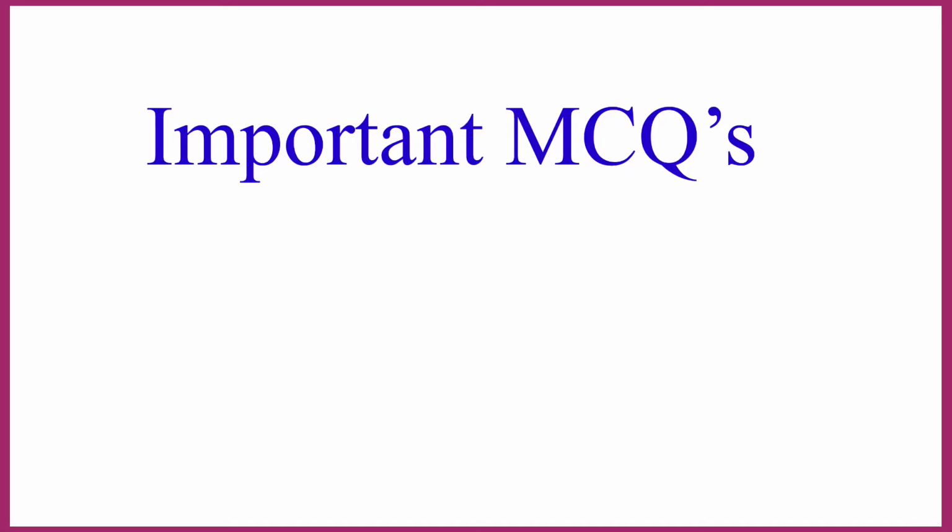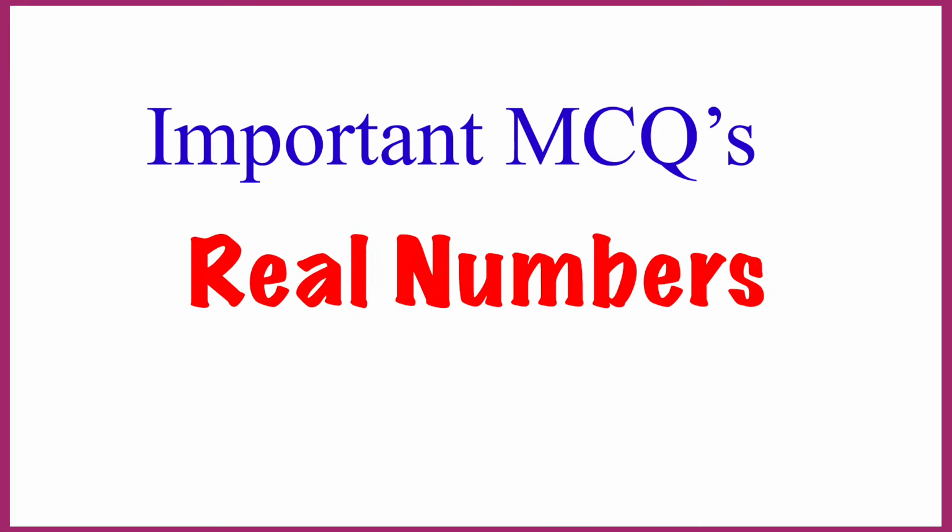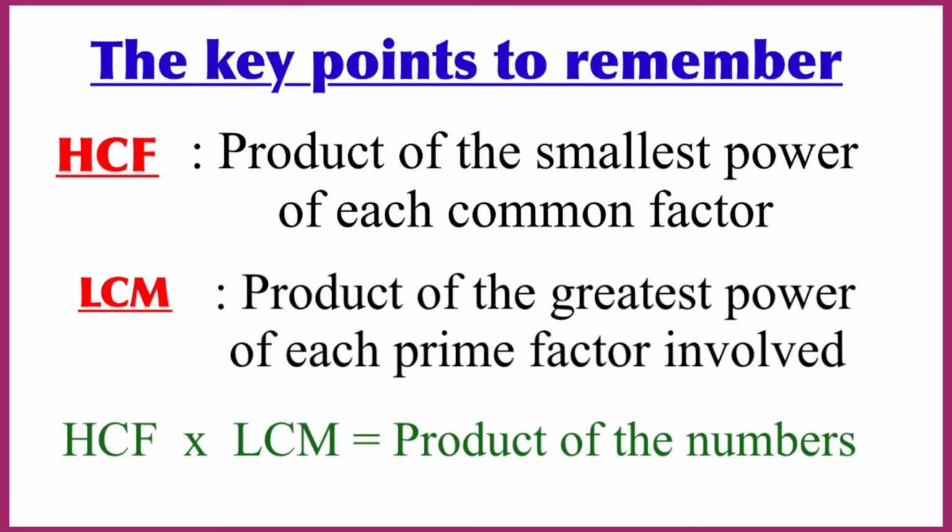In this video, we are discussing important MCQs from the chapter Real Numbers. Let's go through these key points. HCF: product of the smallest power of each common factor. LCM: product of the greatest power of each prime factor involved. HCF times LCM equals product of the numbers.